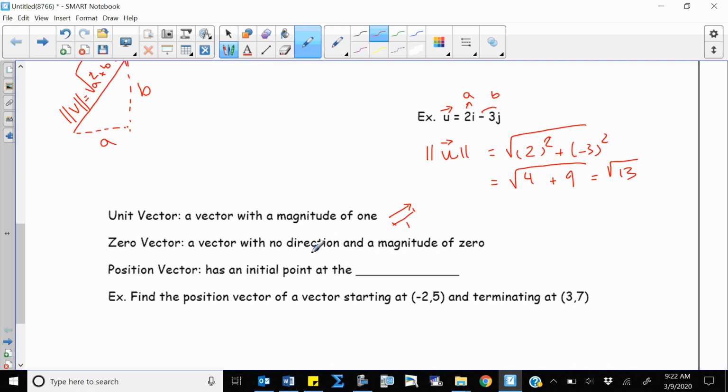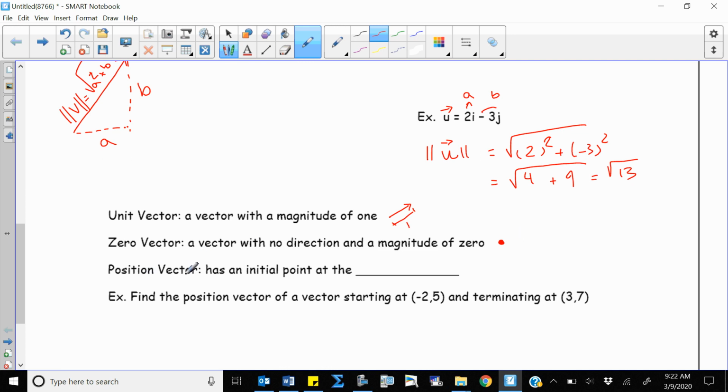Zero vector is a vector with no direction and magnitude of 0. That means if I have, for example, here as my initial point of the vector, the terminal point also is going to be on the same point. So we have basically just one point, because there is no direction and there is no length. So it's just one point.